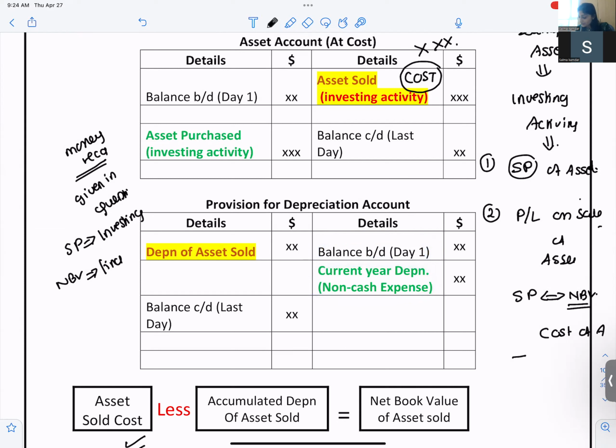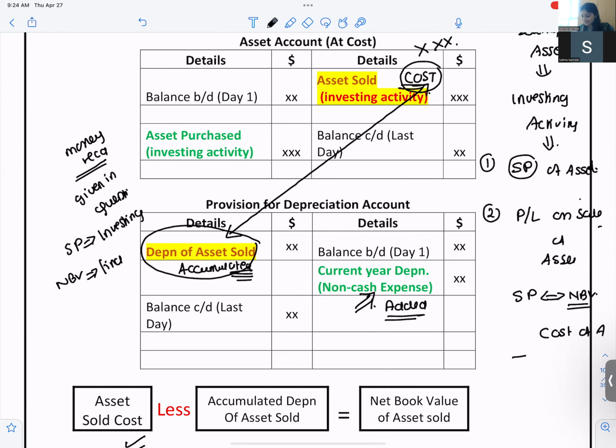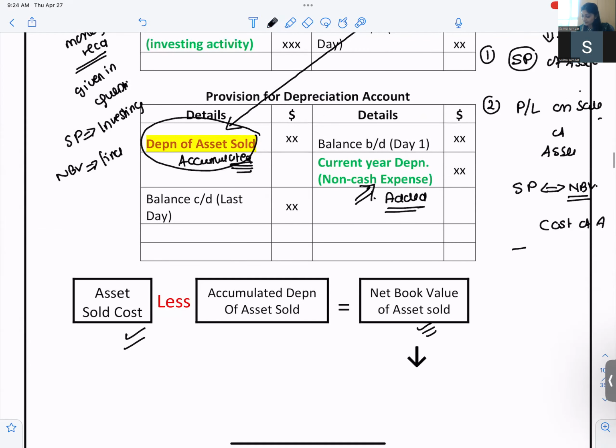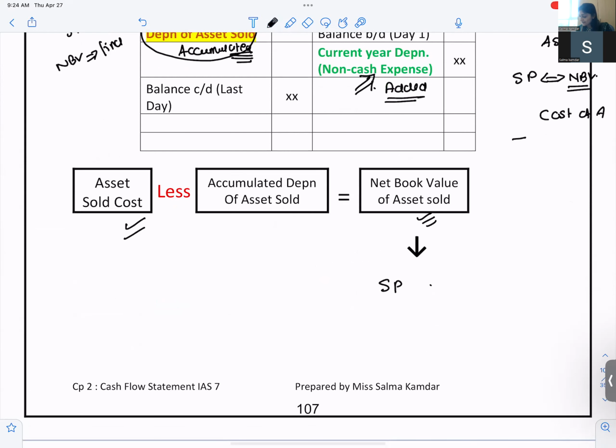Remember, depreciation of the current year is a non-cash expense, and what is happening to it is that you are going to add it. Here you will have the accumulated depreciation of the assets sold. So this minus this, cost of the assets sold minus accumulated depreciation of assets sold, will give you the net book value of assets sold. Selling price of the assets sold is investing activity. Money is coming in or it is going out? Money is coming in. Okay.